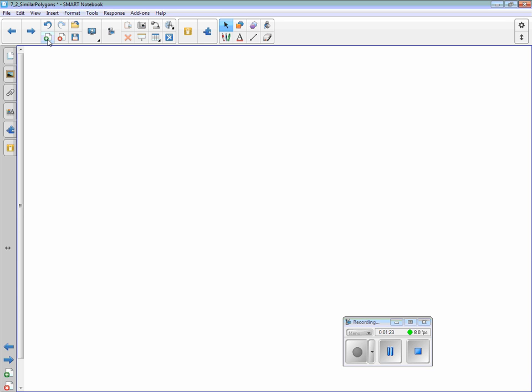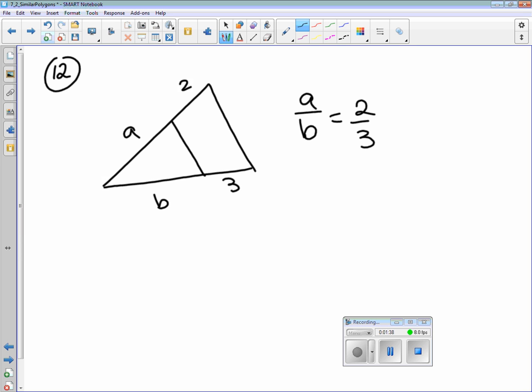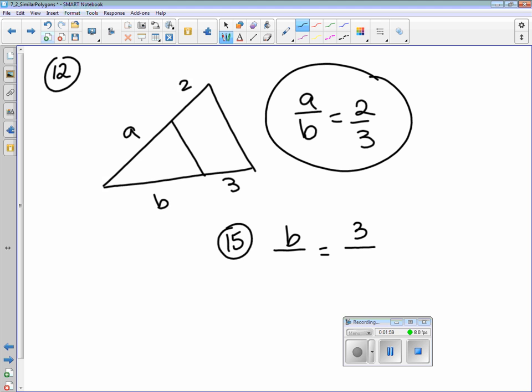So if you're looking at question number 12, it has this picture here, which is fine, but really what's important is the ratio that they give us. They tell us that A over B equals 2 over 3, and then they say to complete the rest of it. So I'm just going to do one with you, okay? Let's do 15. In question 15, it says B over what is equal to 3 over what? Well, B over what is 3 over what? So we just use this proportion to answer those questions, okay?